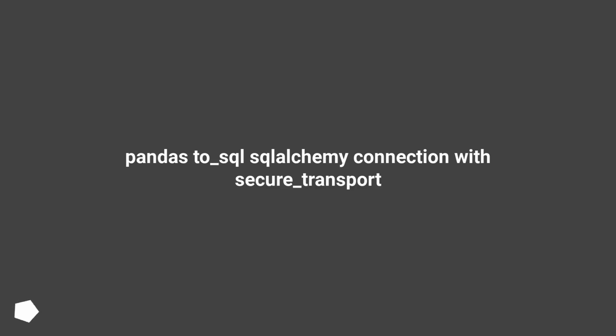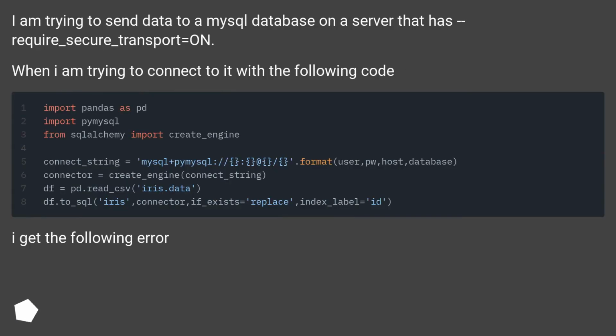pandas to_sql, sqlalchemy connection with secure_transport. I am trying to send data to a MySQL database on a server that has require_secure_transport equals on. When I am trying to connect to it with the following code, I get the following error.